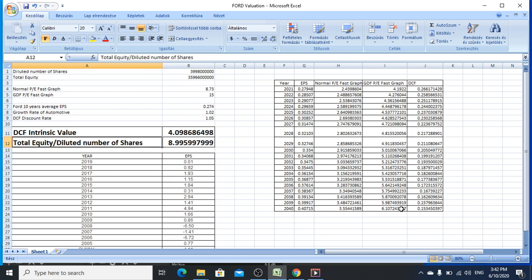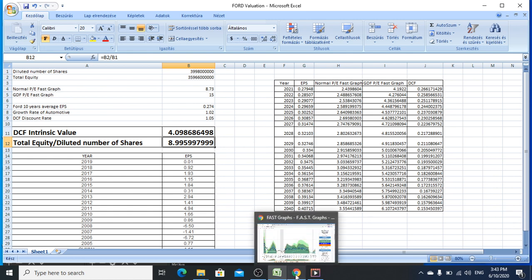However, total equity divided by diluted number of shares shows around 9 US dollars. So definitely the company is not undervalued, or at least fairly valued. With these numbers, the DCF intrinsic value shows me that this is not a good buying opportunity. However, the equity valuation shows a little higher number than 7 dollars.